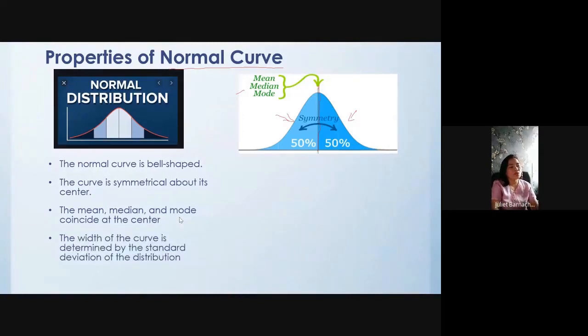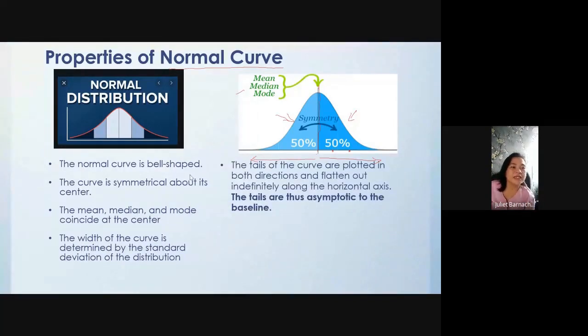Fourth, the width of the curve is determined by the standard deviation of the distribution. The width, from the mean going to the right and from the mean going to the left, is determined by the standard deviation, whatever the value. The standard deviation is constant. Whatever the measurement from the middle going to this side, it is the same as the measurement going to the other side. So they are the same.